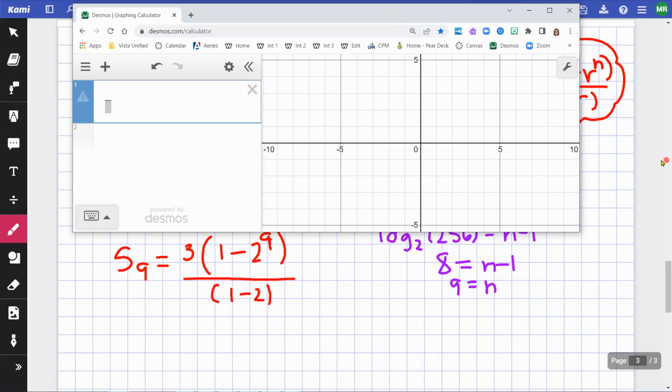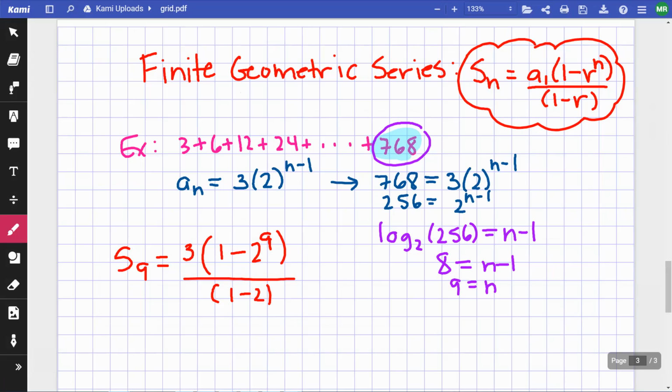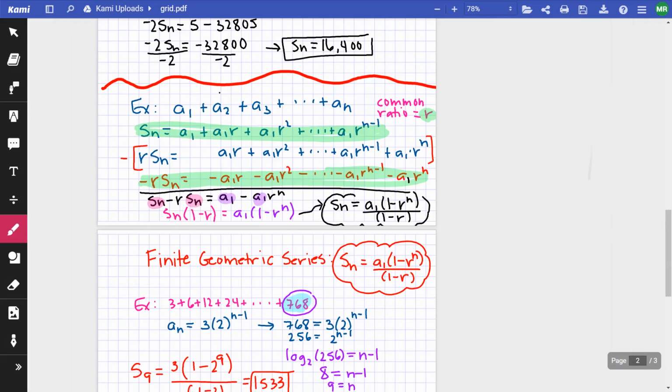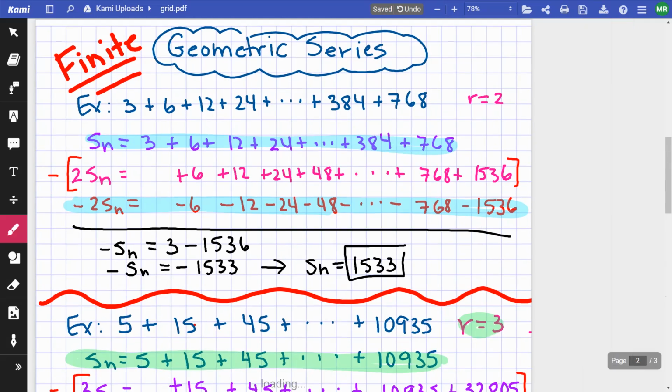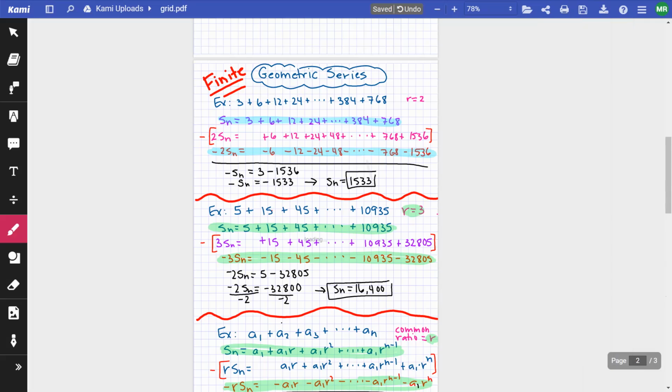So I'm going to get my fraction bar. I'm going to go 3 times the quantity, 1 minus 2 raised to the power 9. And I'm doing shift and 6 to get that. Divided by the quantity 1 minus 2. And you see I got the same answer that I got on the other page, 1533. So this is equal to 1533. Again, that's the same thing I got right here. Different ways of thinking about it.